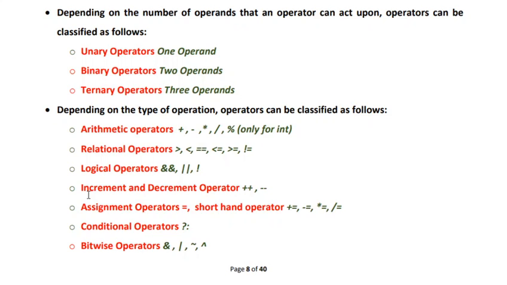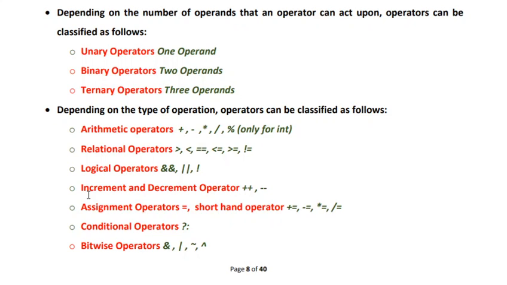Now there are two forms of increment, called pre-increment and post-increment. If the operator precedes the operand, it is called pre, and if the operator follows the operand, it is called post. So plus plus a and minus minus a are pre-increment and pre-decrement. A plus plus and a minus minus are post-increment and post-decrement.